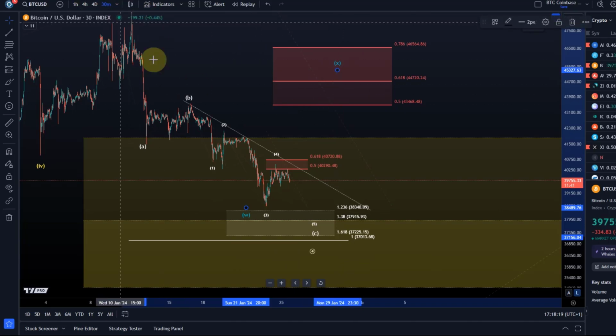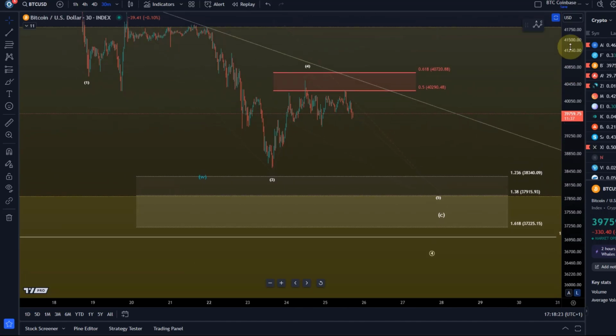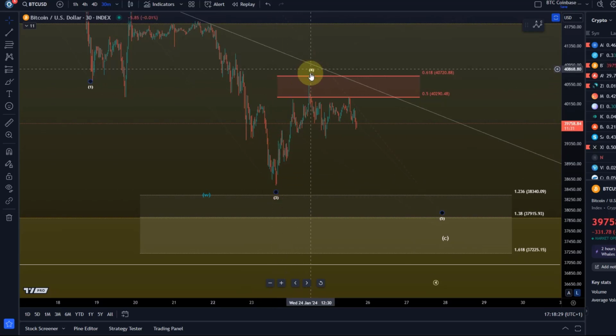Why do I say that? Well, looking at the microstructure, Bitcoin failed to produce 5 waves. So I don't see 5 waves here. You could say, okay, 1, 2, 3, but from a Fibonacci point of view, that doesn't add up. So really all you have are overlaps as well. So it's rather corrective.